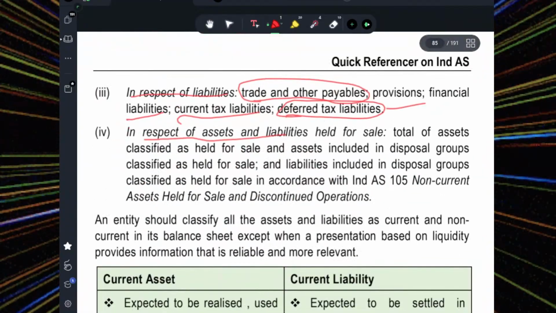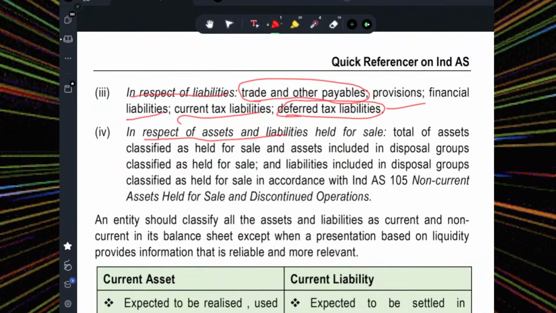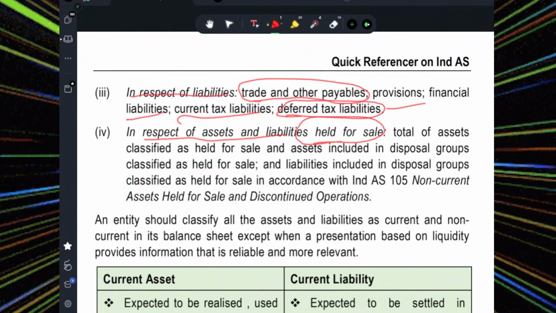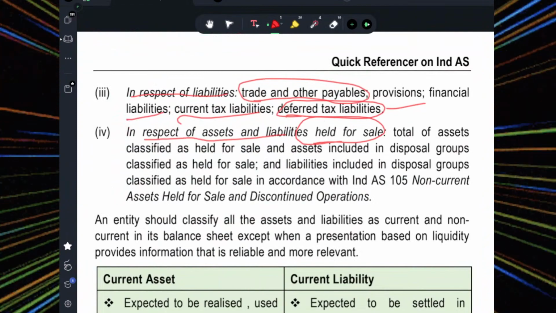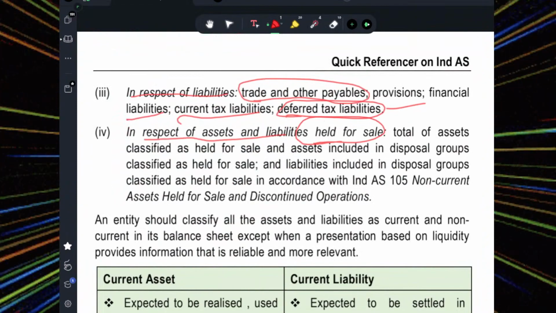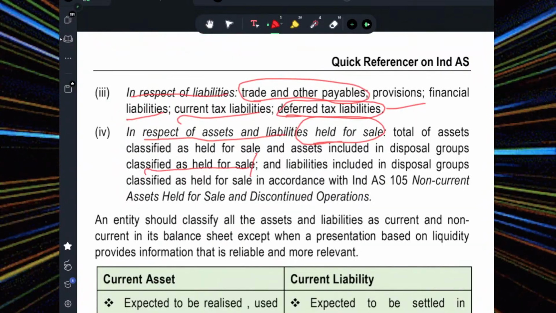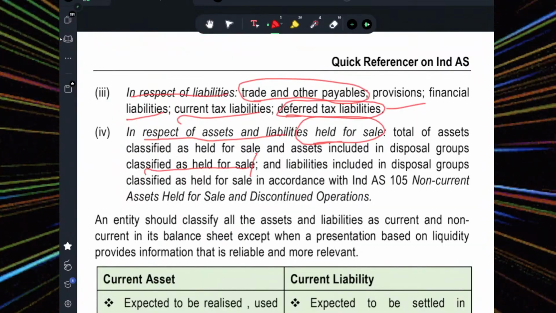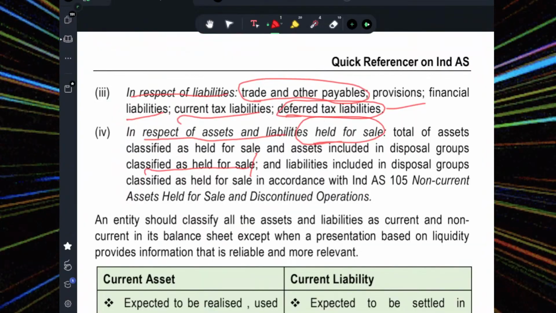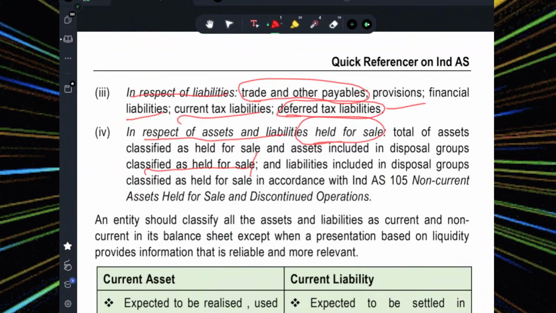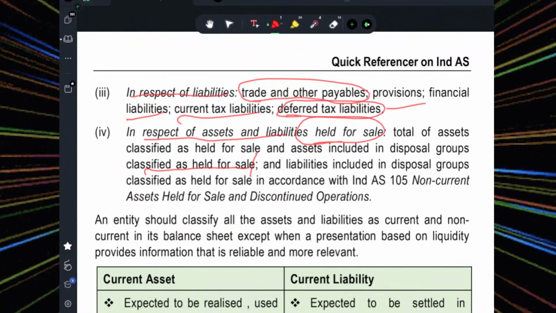In respect of assets and liability held for sale. Held for sale, meaning I'm going to sell it. A total asset classified as held for sale and assets included in disposal group classified as held for sale. So I have a branch that I am going to close. Through that closing, I need to sell that asset. I'm not going to use it, so that is held for sale.